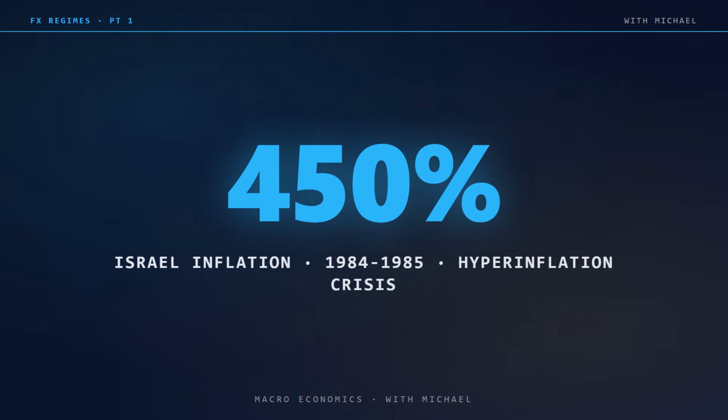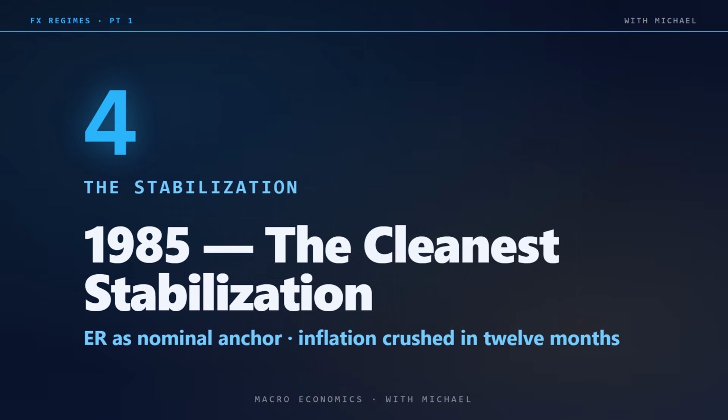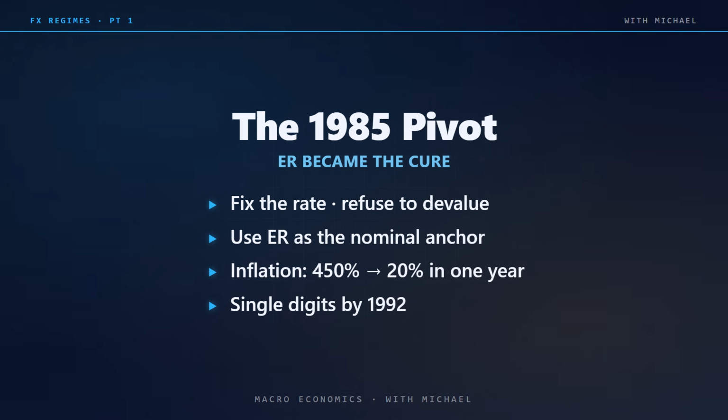When the band proved too restrictive, they introduced an innovation, the diagonal flotation band. The band itself moved upward over time, automatically accommodating the persistent inflation differential with the rest of the world. This was a clever, mathematically elegant system related to the famous Krugman model of target zones.